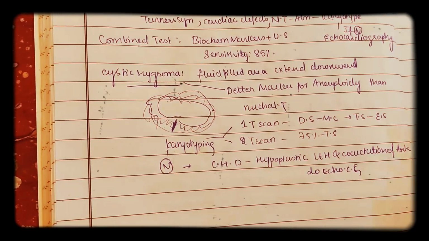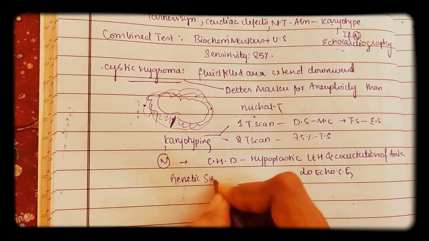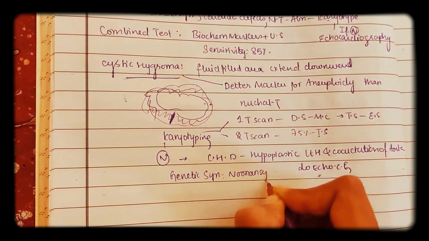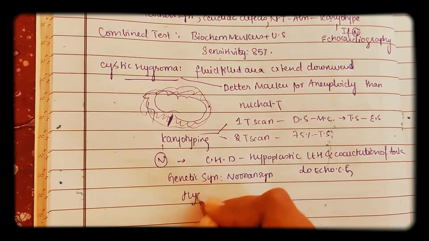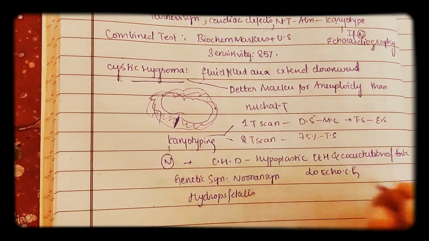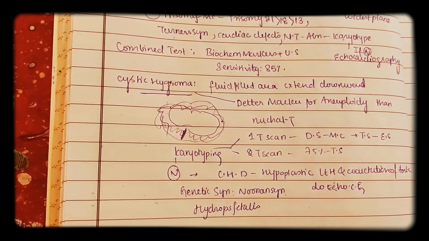And next, coming to some genetic syndromes like Noonan syndrome. Okay, and it may also indicate hydrops fetalis. So all this you need to see. Okay, so in the next video we will discuss this and continue with part 2 of aneuploidy screening.